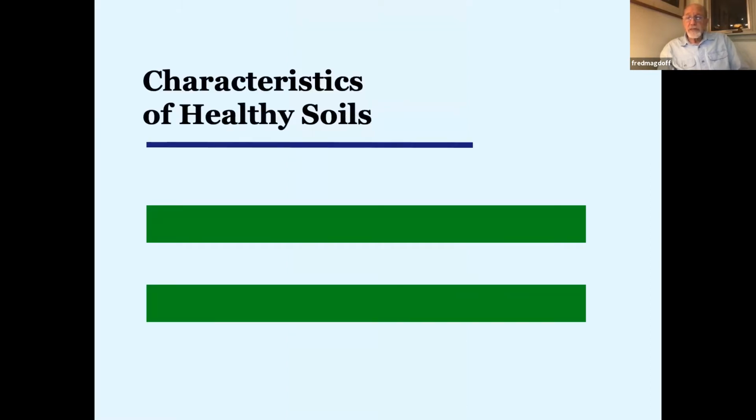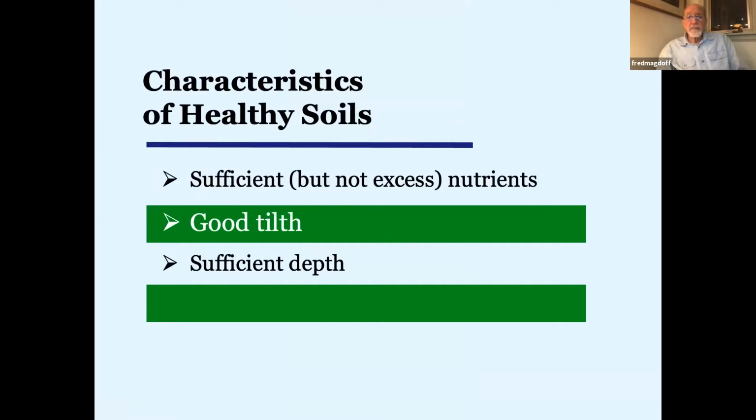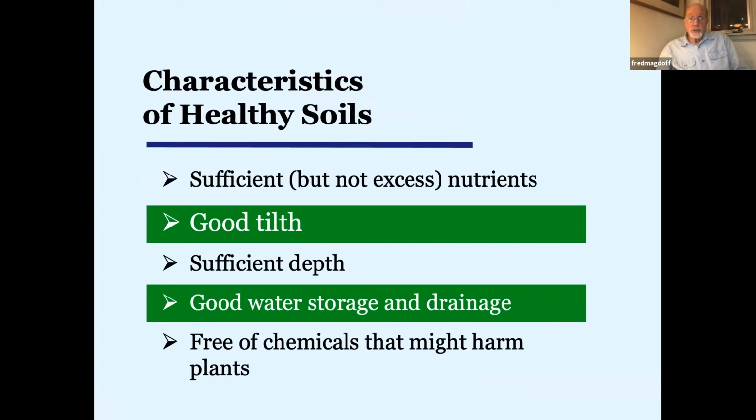So what are the characteristics of a healthy soil? Just quickly, we can go through these. We want to have sufficient but not excess nutrients, good tilth, that is good soil structure, sufficient depth, good water storage and drainage, which, by the way, is an aspect of good tilth, of good soil structure. We want it to be free of chemicals that might harm plants.